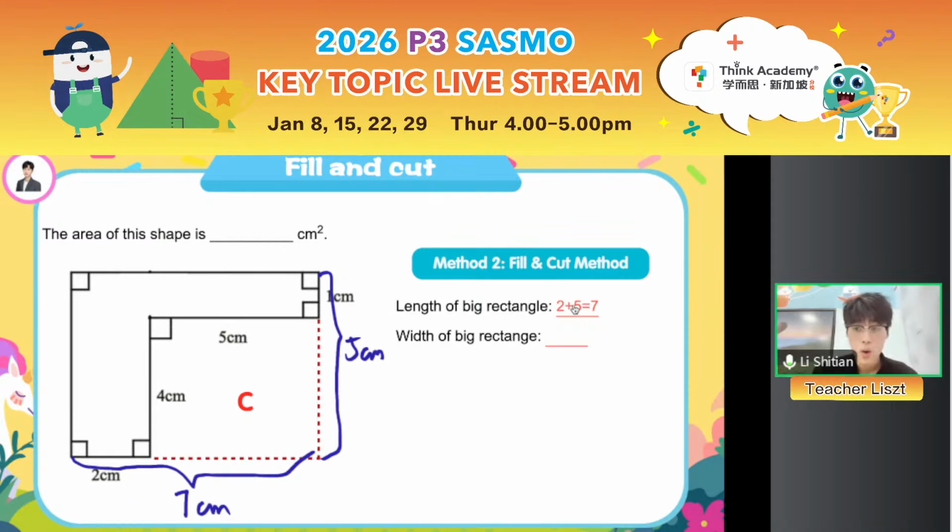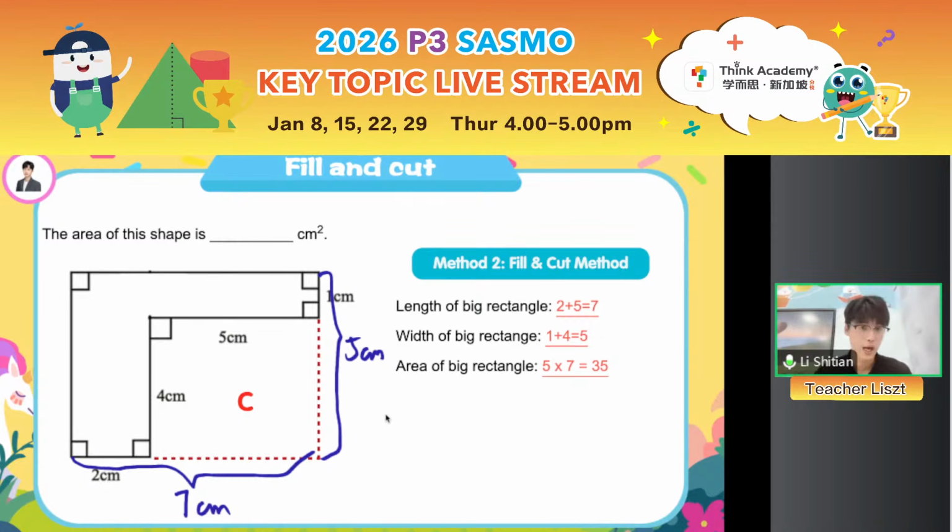Okay, so now we know the length of the big rectangle, and we know the width of the big rectangle. Can you guys find the area of it? Of course, really easy. We only need to use 5 times 7. Then we find the answer, which is 35. Then we find the area of the big rectangle.